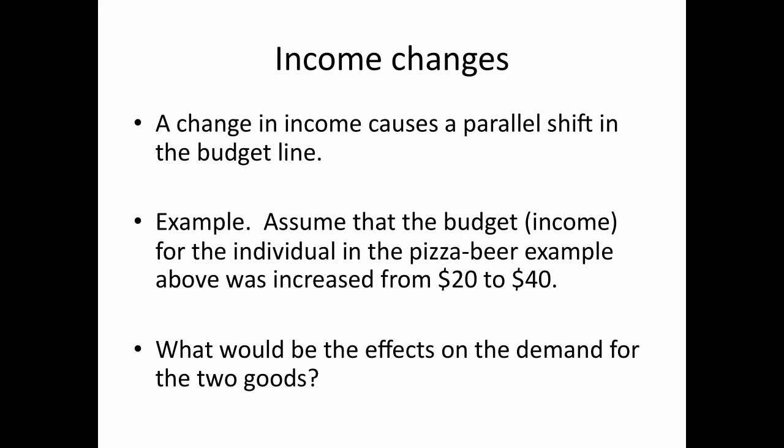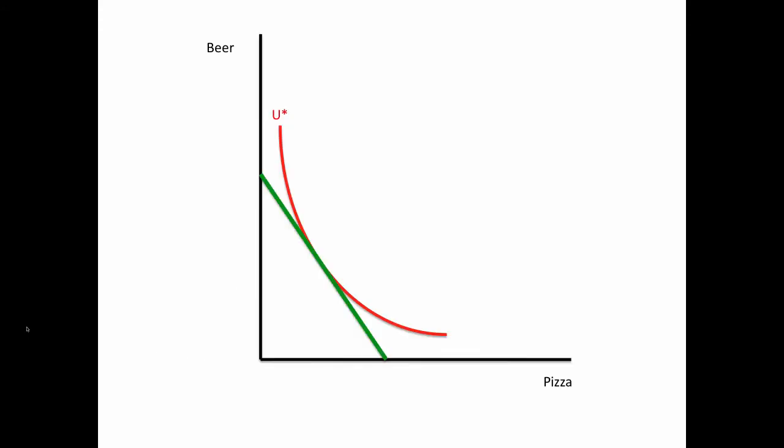For example, let's assume that the budget or income that the individual has in the pizza beer example was increased from $20 to $40. What would be the effect on the demand for these 2 goods? We can illustrate what would happen with the doubling of income using the original indifference curve diagram. So here I've drawn the original budget constraint or budget line, as well as an indifference curve with utility U star. And we know that the optimal point of consumption is going to be indicated with this black dot. What happens when income goes up is that the budget line will shift out, let's say towards this second green line. When that happens, the consumer can actually adjust their consumption bundle and consume more units of both beer and pizza.